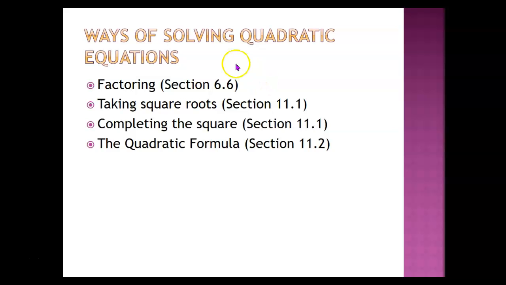Trouble is, that doesn't always work. Not everything can be factored. And even sometimes when it does work, there might be another way that's easier if you're having trouble figuring out how to factor something. So there are three other methods that are commonly used for solving quadratic equations.